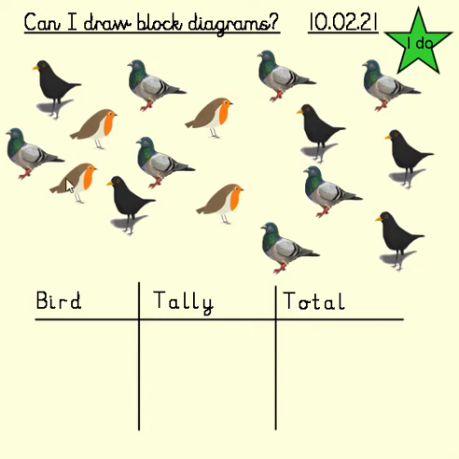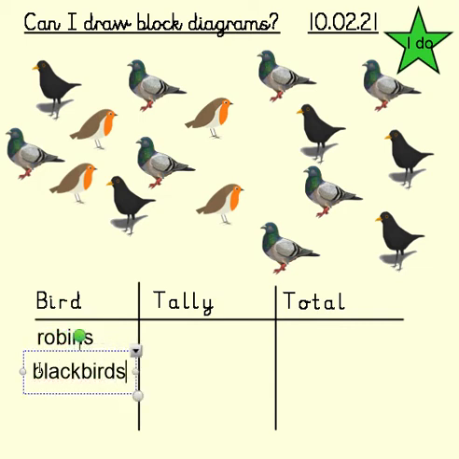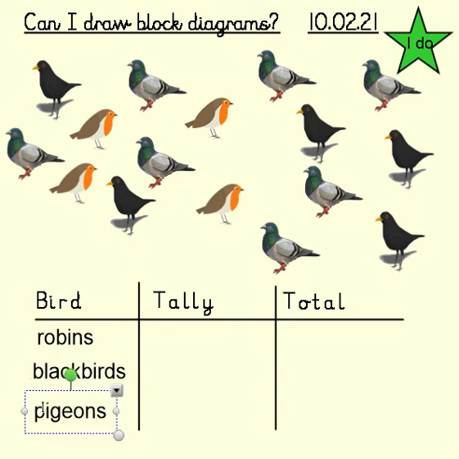Now, in my tally chart, I've got 3 columns. The bird, so I'm going to write the type of bird, the tally, which I'll put in here, and then I'll add up the total. So watch me. I can see I've got robins, then I'm going to write blackbirds and pigeons. Those are my 3 different types of birds, so they go in that section.